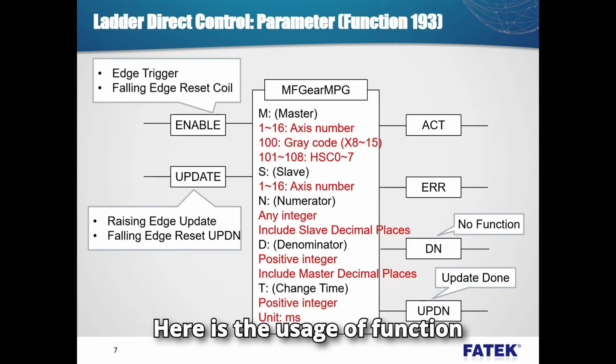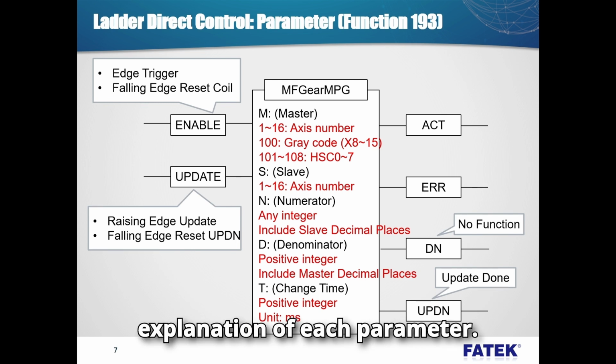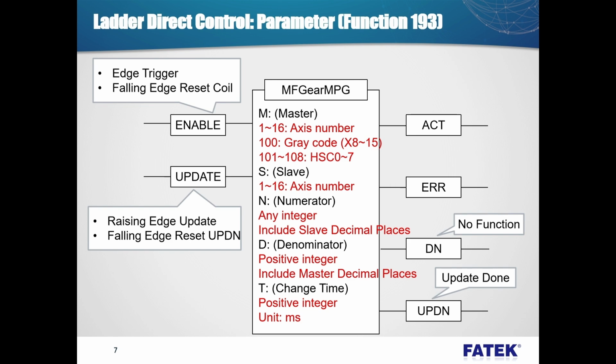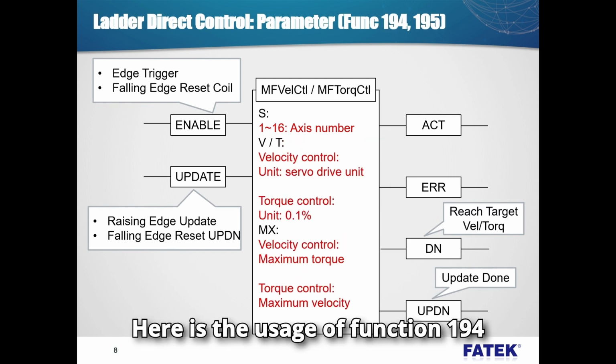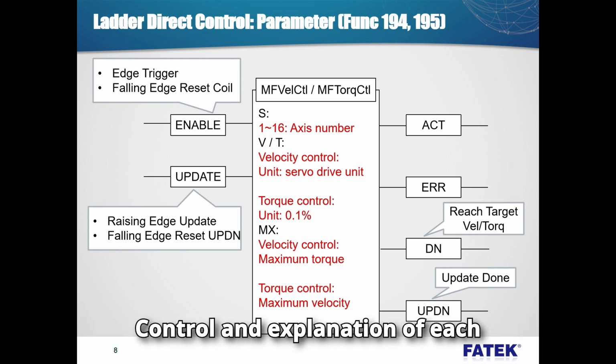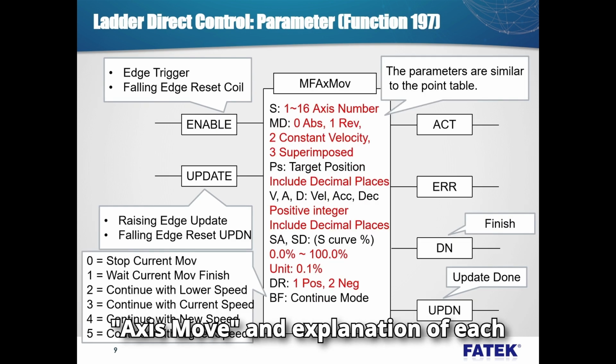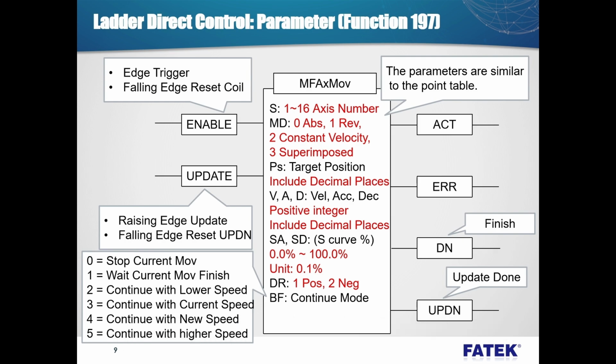Here is the usage of function 193 gear in and explanation of each parameter. Here is the usage of function 194 velocity control and function 195 torque control and explanation of each parameter. Here is the usage of function 197 axis move and explanation of each parameter.